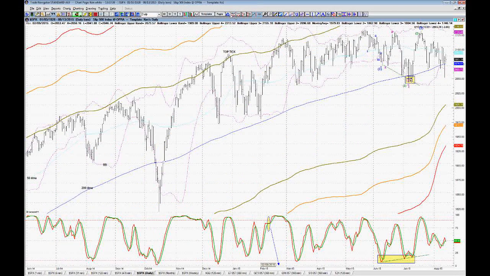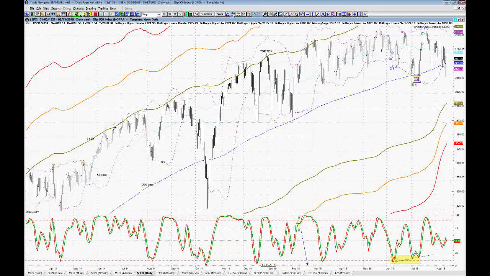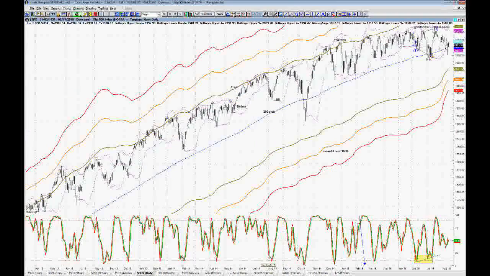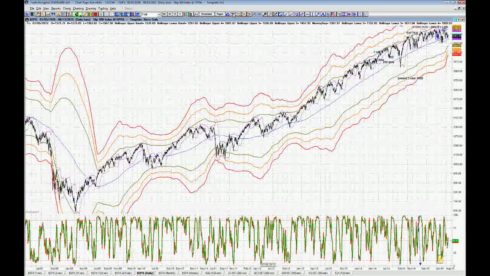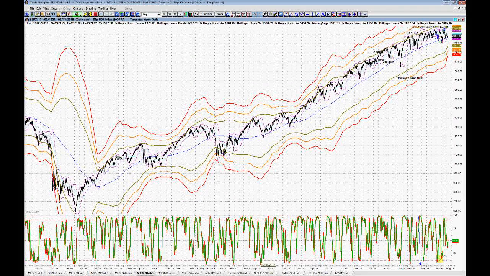You can see this goes back to now the October '08 area, the crash into the March of '09 zone. So look at the black price bars, and you can see that for the most part, price trades within these two olive bands, two standard deviations, 95% of the time.